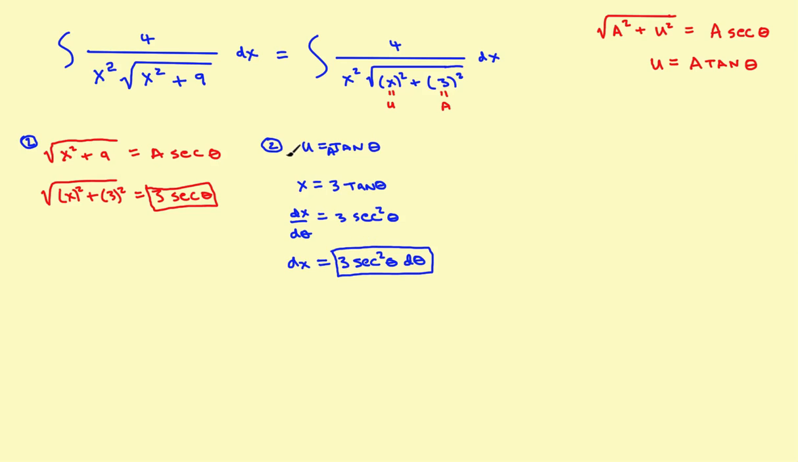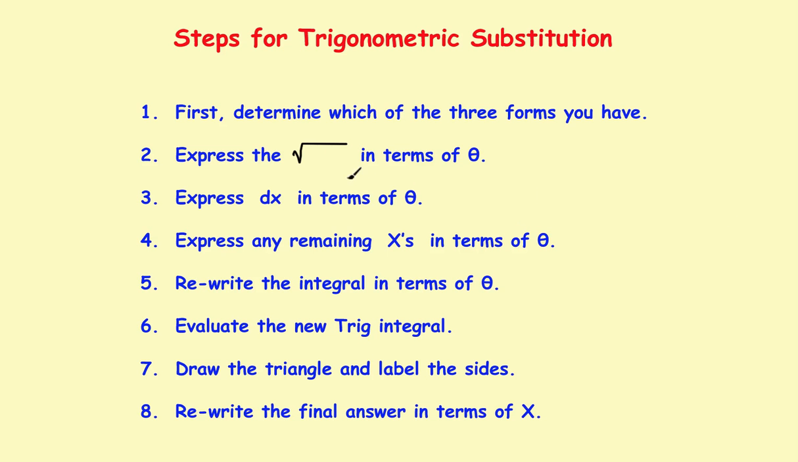So that takes care of step 3. Okay, let's take a look at the remaining steps. So we've done step 2, express the square root. Step 3, express dx. Step 4 says express any remaining x's in terms of theta.